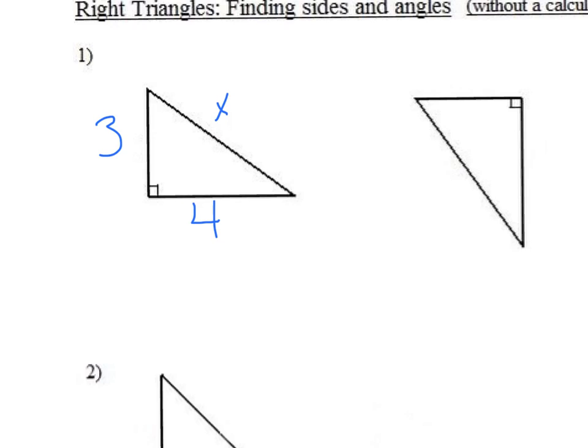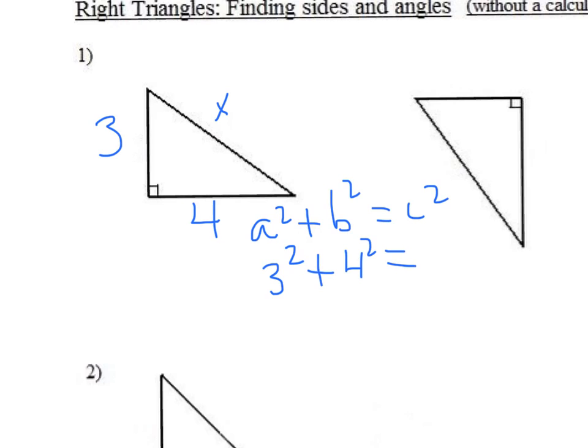Now remember, our formula is a squared plus b squared is equal to c squared. So what we'll do is substitute the a and the b for the parts that we know. We'll say that a is 3, and we'll say that b is 4. And instead of putting c, we'll go ahead and put the x here, but it'll be x squared.